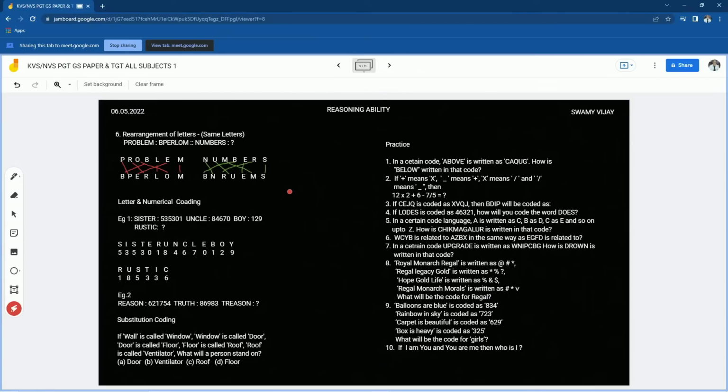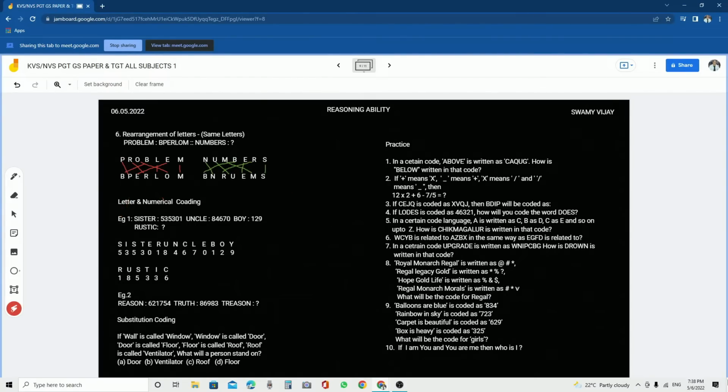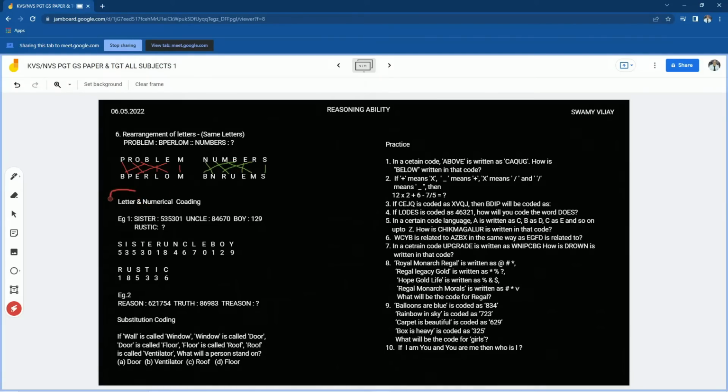Yes, sir. Now let us go with the mixture or combination of two codings, letter and numerical coding. Here we are going to use letters combined with numbers, and they have given a set of coding.